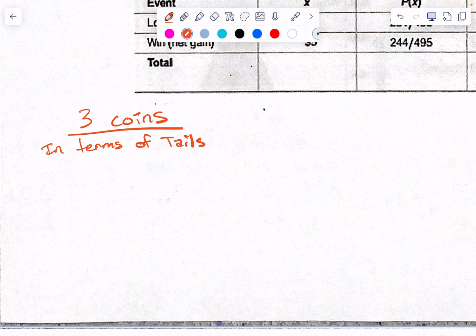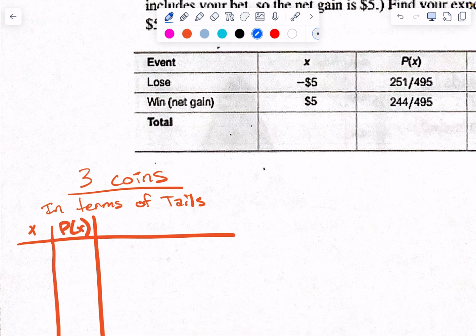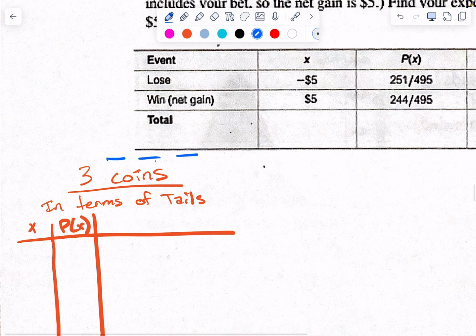Write this down. In terms of tails, we're going to make a probability distribution, where we have x over here and p of x over here, and that's what our probability table looks like. And we're flipping 3 coins. How many outcomes do I have if I flip 3 coins? 8, right? 3 coins, heads or tails, heads or tails, heads or tails, 2 times 2 times 2 is 8. I could get heads, heads, heads. What else? Tails, tails, tails. There's 8 of them.